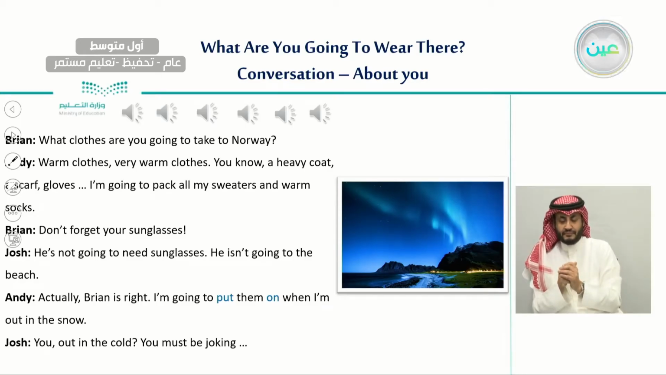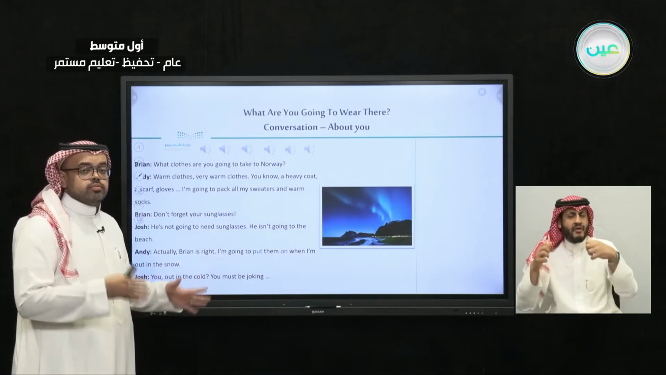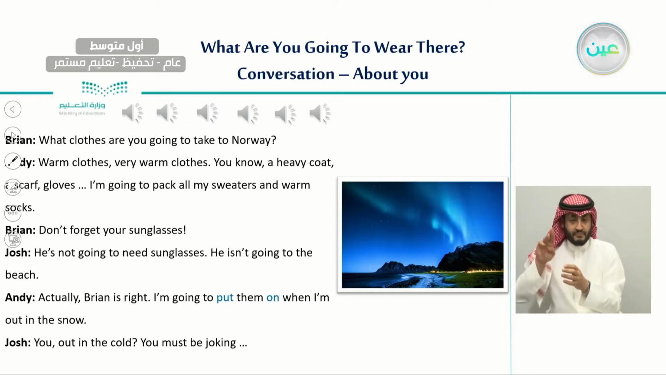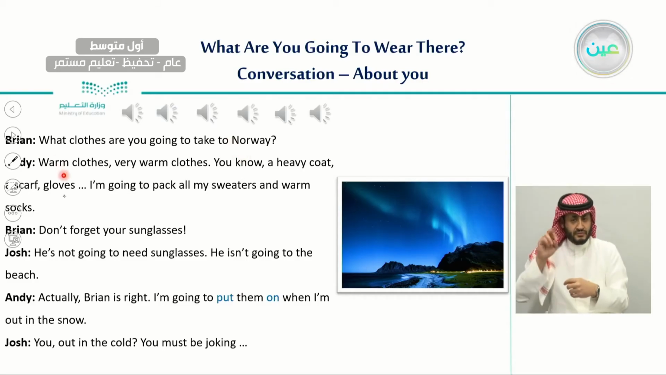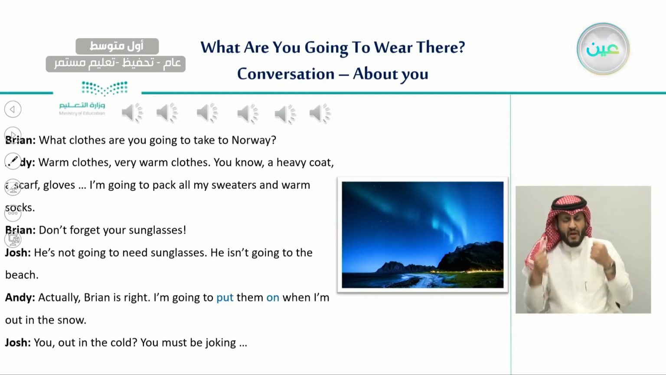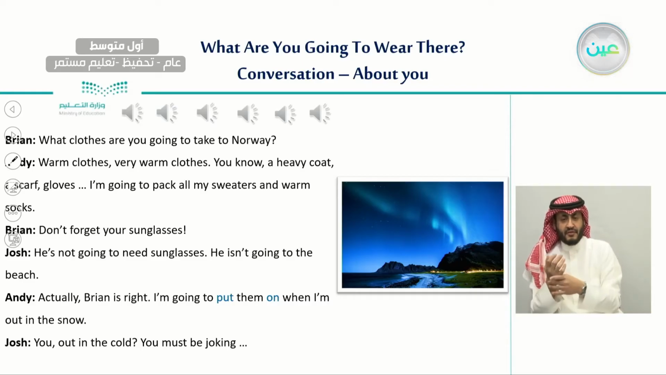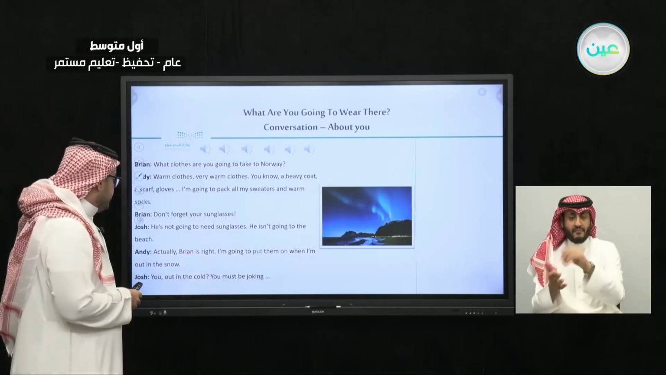Well, now let's read this conversation thoroughly and try to explain some of the information mentioned. So in the beginning, Ryan asks what kind of clothes his friend Andy is going to take when he goes to Norway. And Andy said that he's going to wear warm clothes, very warm clothes, for example a heavy coat, a scarf and gloves, as he is going to pack all his sweaters and warm socks. Going to pack means to collect those clothes and put them in a large baggage.